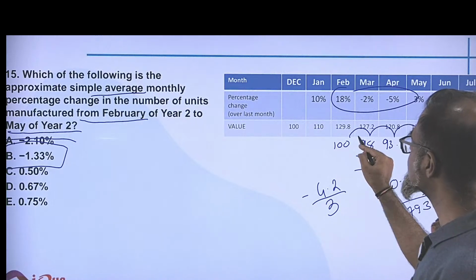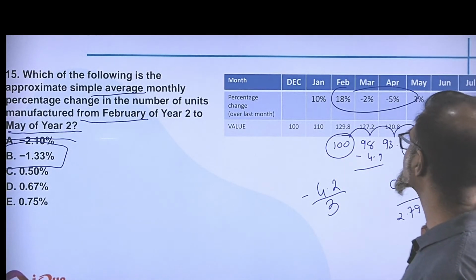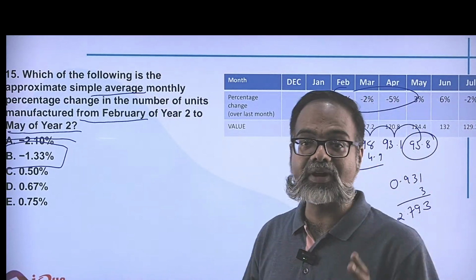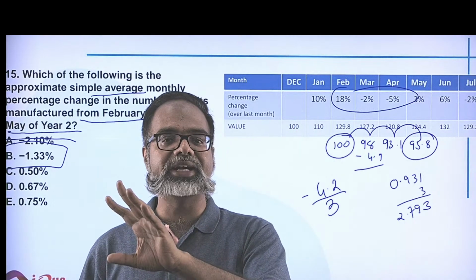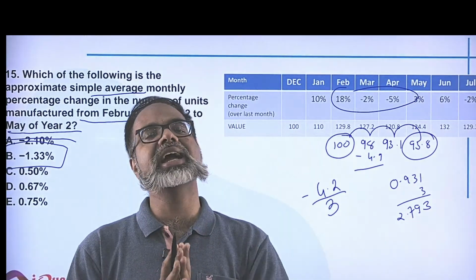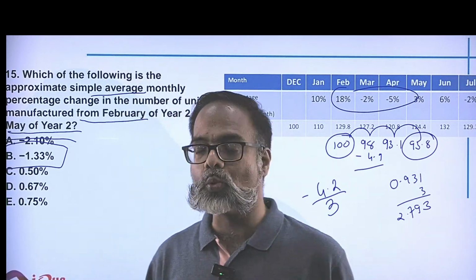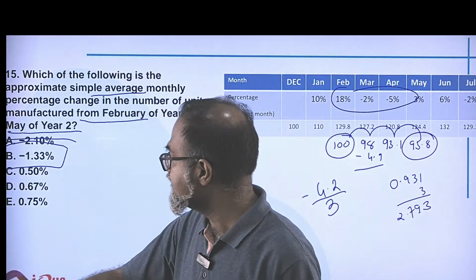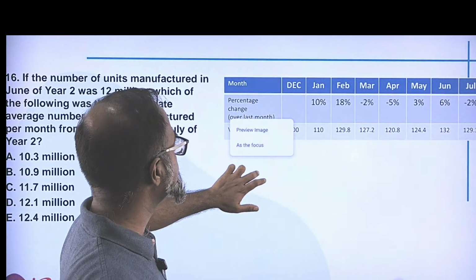So consider Feb to be 100 and identify what it becomes in May, and then the change. From Feb to May, the change happens 3 times, 4 months, but the change happens only 3 times. So you have to divide just by 3 and check the number. Right? I hope everybody got this one. And let's see whether the 16th one based on the same data is any easy.